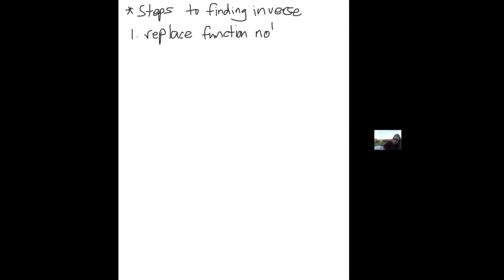Okay, now we're going to look at the steps to find the inverse of any old function. Okay, first step is you're going to be given a function, usually in function notation, f of x, g of x, f of t, whatever the function notation is, you're going to replace that notation. So replace function notation with y. So we want our function to be y equals, not f of x equals.